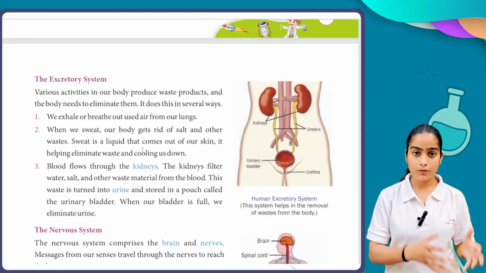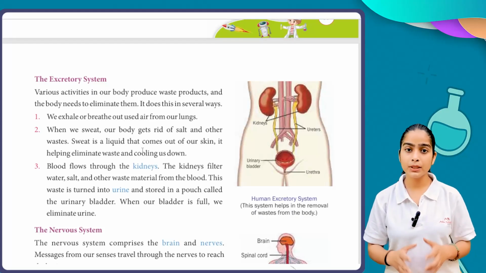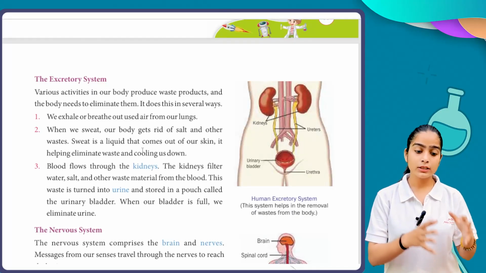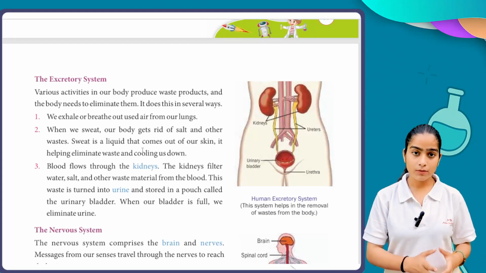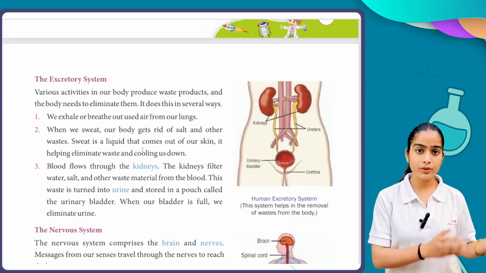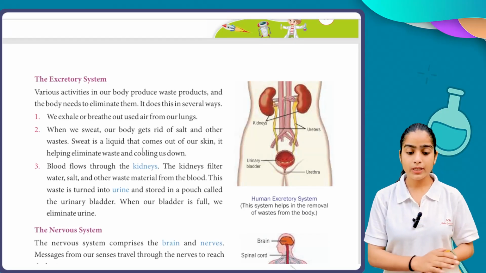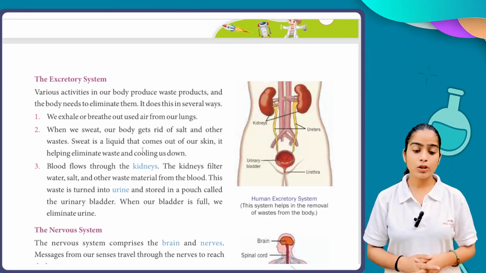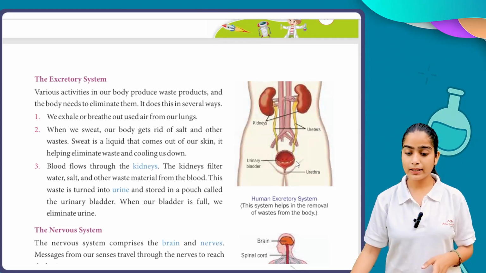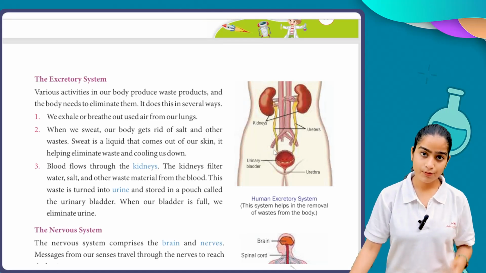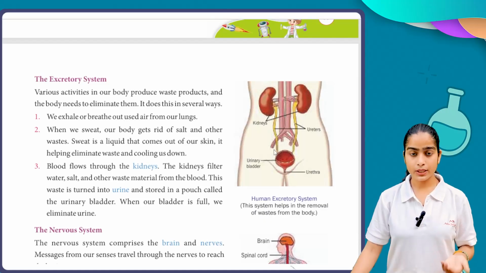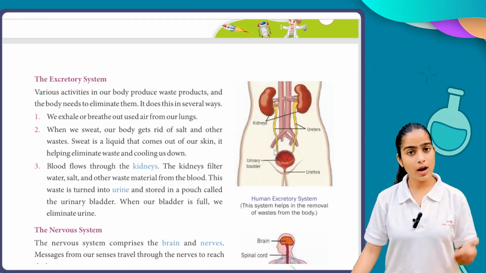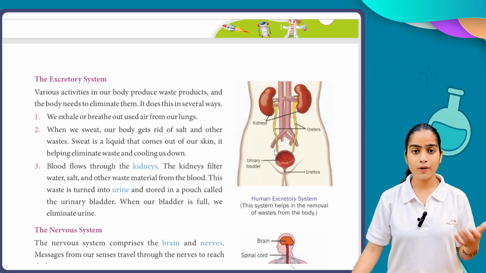So when your blood flows into your kidney, what will happen? They separate the salt, water and other waste products, and eliminate them with the help of urine. Okay, and it is stored in a pouch called the urinary bladder. This is your urinary bladder, as you see in this picture. When our bladder is full, we eliminate urine. So when your bladder is full, you have to urinate, otherwise you have a stomach ache.